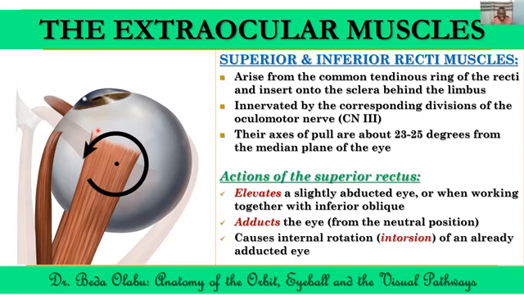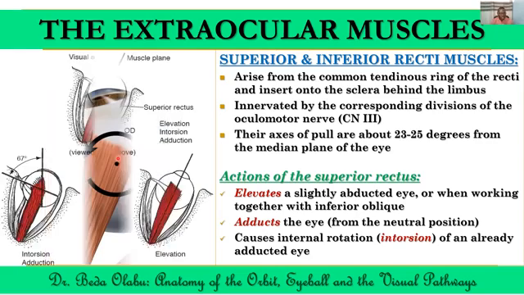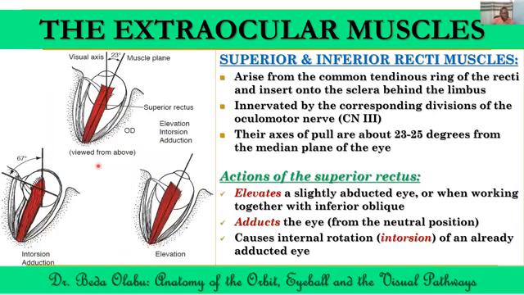Now, if the eye is slightly medially rotated and superior rectus contracts, then something fantastic will happen. It will cause intorsion. Now look at this. So this neutral position, if the eye is abducted and superior rectus contracts, it will cause elevation. I think that one is straightforward.